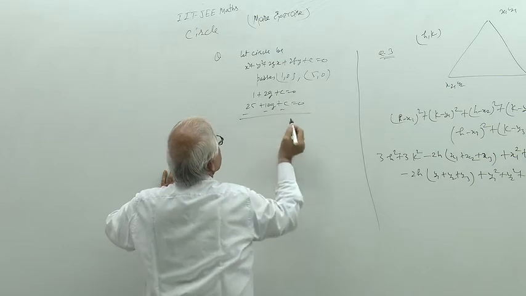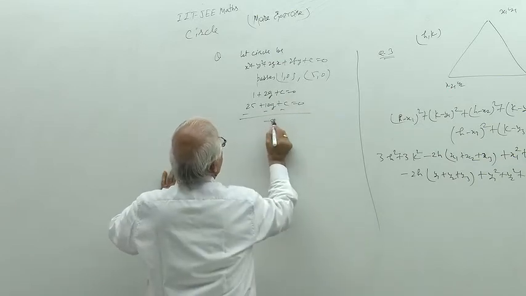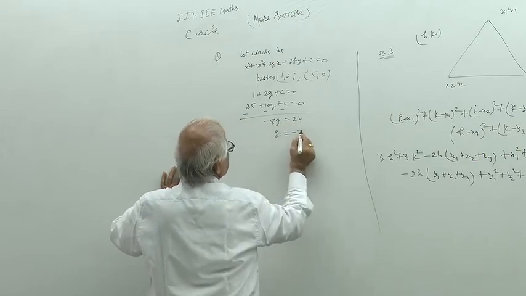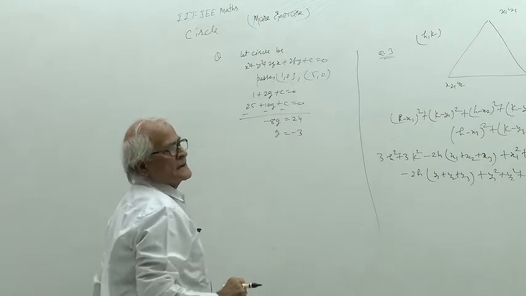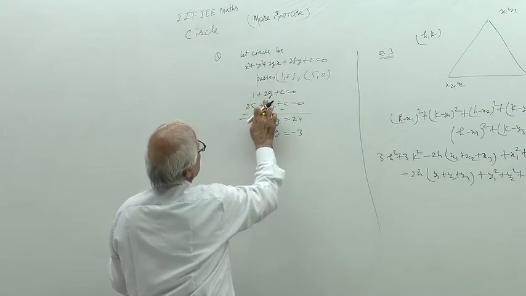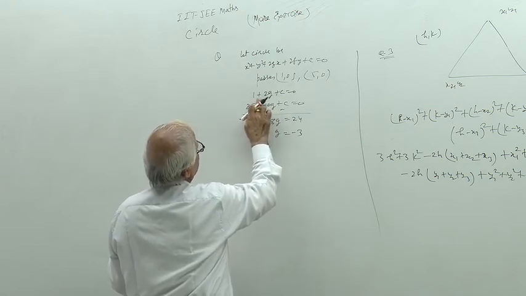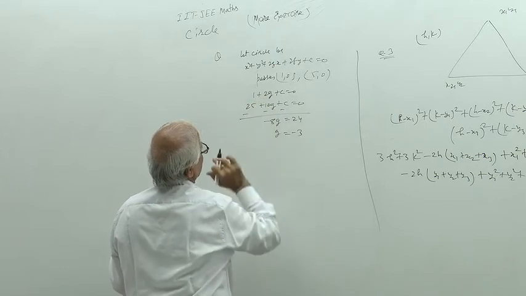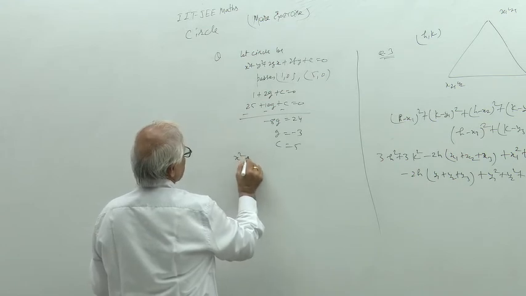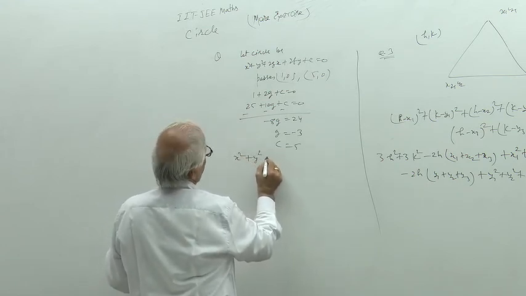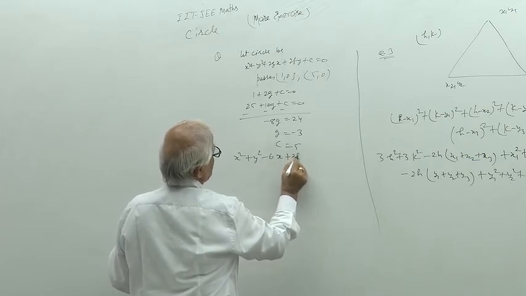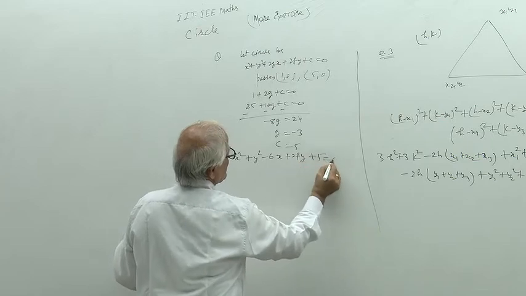Subtract this, c will cancel out. We have minus 8g, we have minus 24. So g is minus 3. And what is the c? Put the value of g. We have 6 plus 1 minus 6 plus 1, so c is equal to 5. The equation is x square plus y square minus 6x plus 2fy plus 5 is equal to 0.